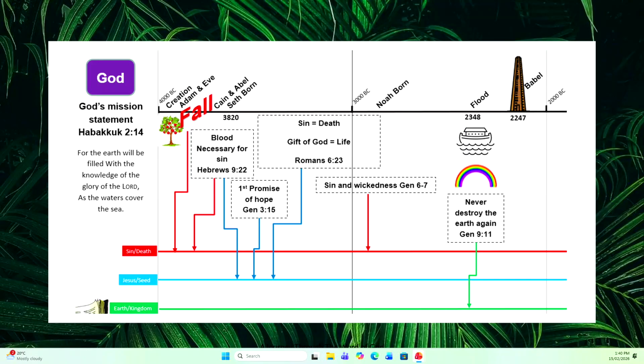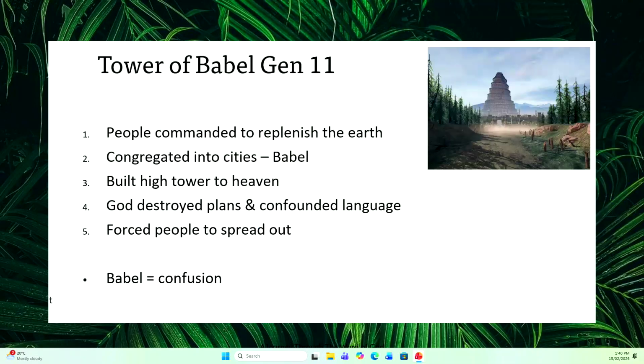God tells Noah and his sons to populate the earth and to spread out. Fast forward around about 100 years later, mankind hasn't spread out. It's just like, you know what, we're going to do things our way. So this is only 100 years after the flood, and straight away, that red line of sin is still very strong within us.